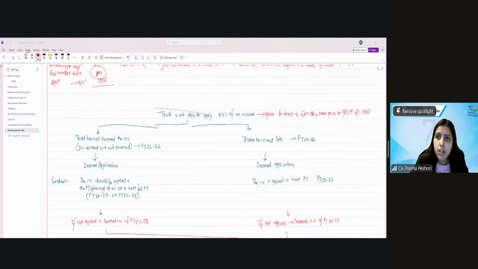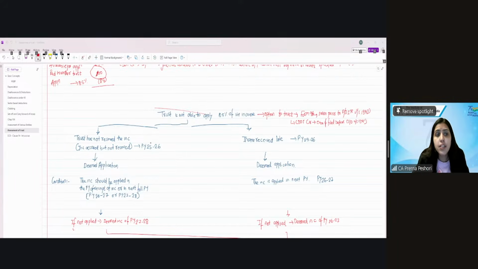So the act says 2 months prior, but the CBDT circular says even if filed before the due date of 139(1), we can allow this particular option. Clear? Any questions, any doubt? Clear. Okay.